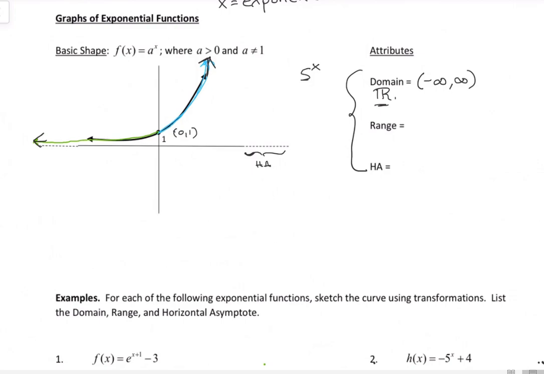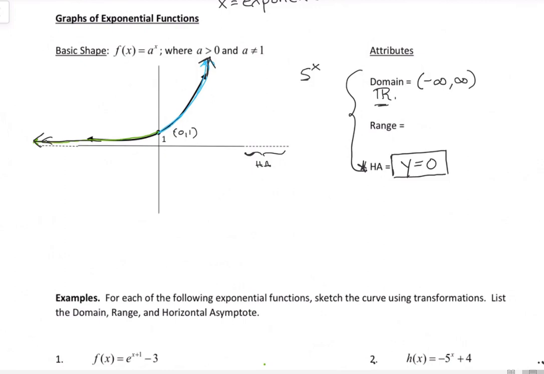Okay, I'm going to skip over the range. We'll go back to that. I want to talk about the horizontal asymptote first. So the horizontal asymptote is that imaginary horizontal line that one branch is approaching. And in this case, in the basic shape, that horizontal asymptote is on the x-axis, and the equation for that horizontal asymptote would be y equal to 0. A horizontal asymptote always needs to be written as an equation because it is a line, and it's always going to be y equal to whatever the y value is that it's passing through. In the basic shape, that's 0.